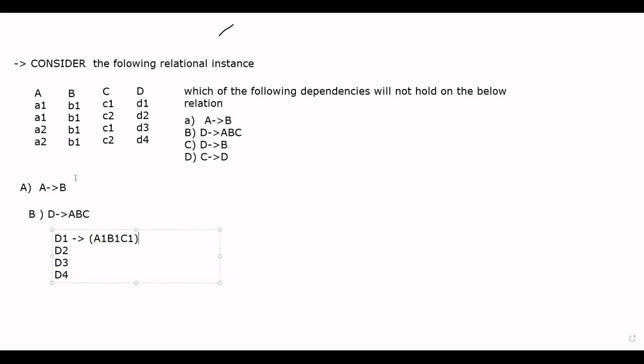Correct? So what will you get here? Because they are all unique, D1, D2, D3, D4, all are unique. Okay, so whatever answer you get, it will hold. Why? Because all are unique. Ma'am, please repeat the last answer.